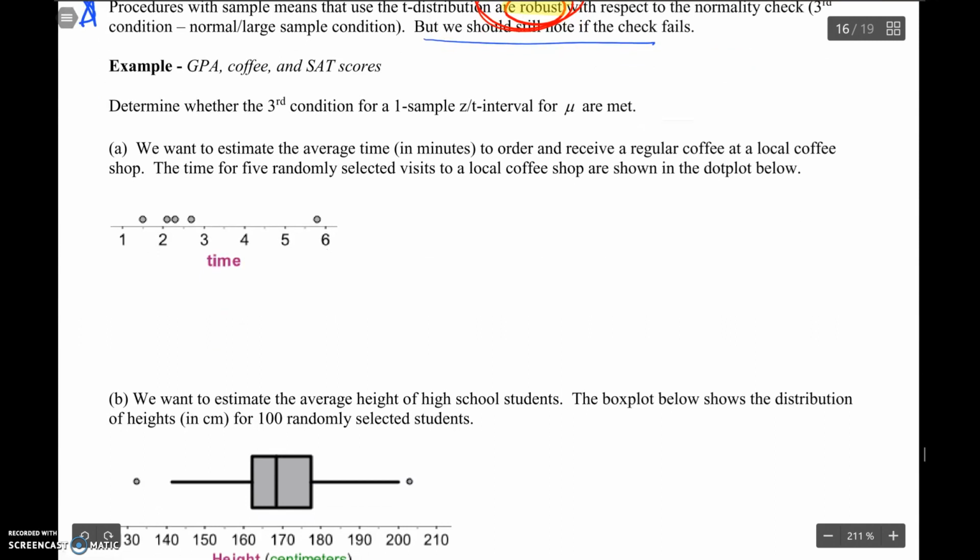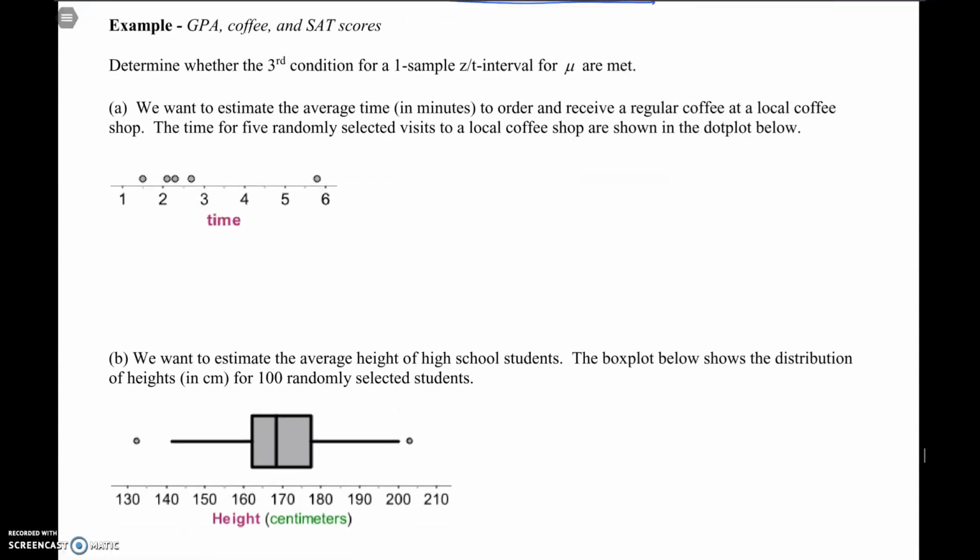By the way, if you ever fail a condition on the test, if it says to do a confidence interval, you have to do the confidence interval. Don't say that since the check failed, I'm not going to do the confidence interval. Do the confidence interval, and if you fail the check, make a note at the end, maybe saying, but this check failed, so maybe it might not work 95% of the time.